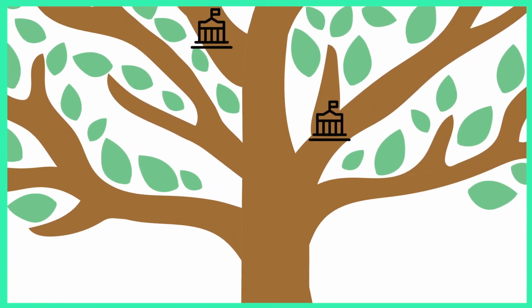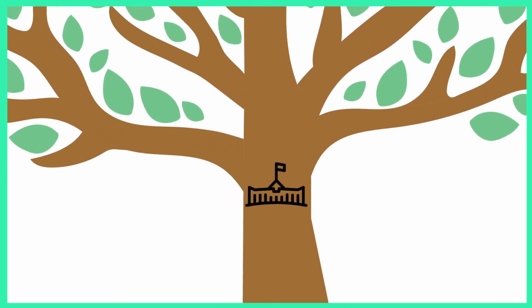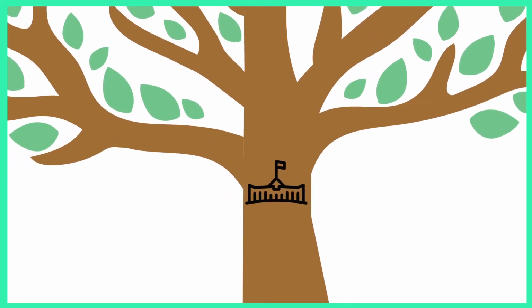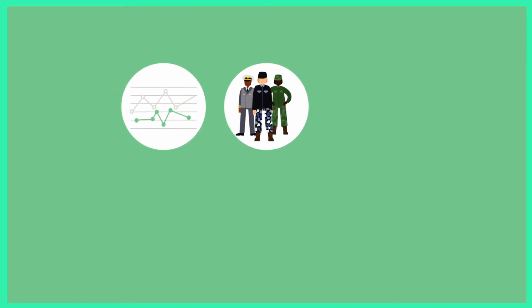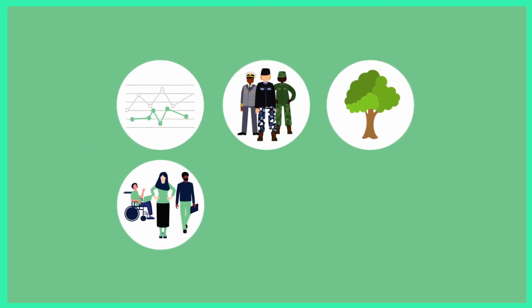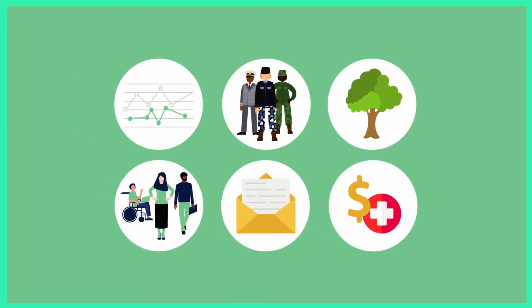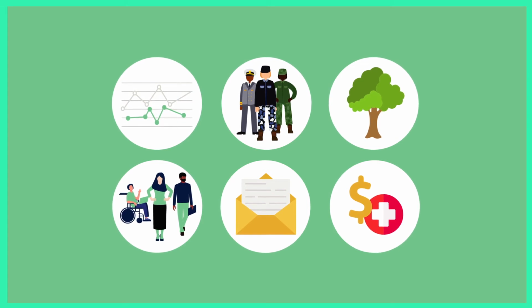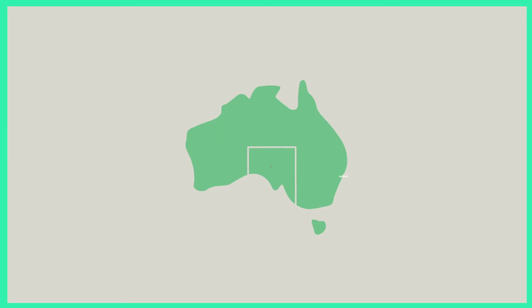The trunk of our government tree is the federal government. They're responsible for the really big issues that affect everyone. They're responsible for foreign policy, such as trade and commerce, running and funding the military, environmental policy, industrial relations, maintaining the postal service, and providing social services, such as unemployment benefits and Medicare. The federal government also is responsible for broadcasting and communications networks, such as our ABC and regional emergency networks, that ensure that Australians are informed and know when they may be in danger.